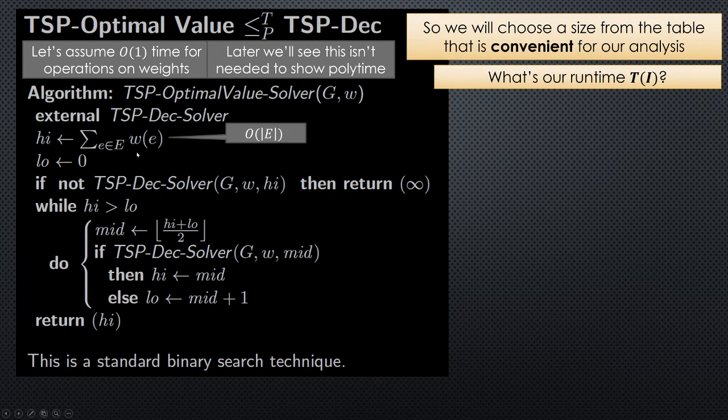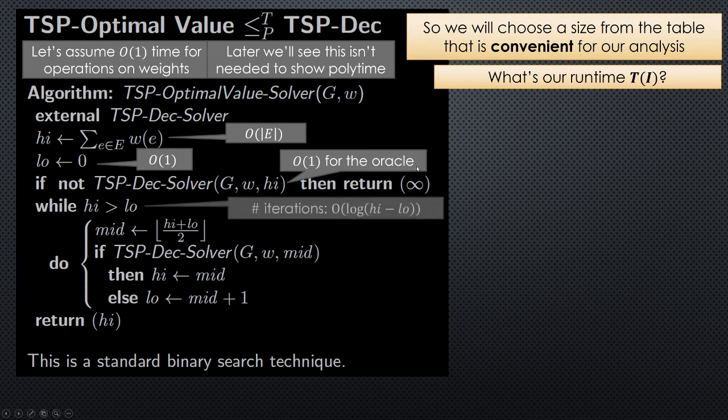Okay, so how long does each of these steps take? Here we're summing up all the weights. Under the unit cost model, adding each weight to a sum just takes O(1) time. So this is the cardinality of E, order M. This TSP decision solver call is a call to the oracle, which takes O(1) time. And then the number of iterations here is a binary search, so it's the log of the size of the range that we're binary searching.